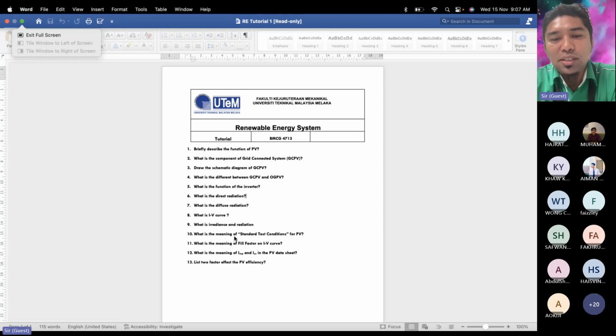Normally, this standard test condition is denoted as STC, and it is mostly available in the datasheet of the PV or photovoltaic as a reference to the customer or user, for their own purposes. So anyone want to try?